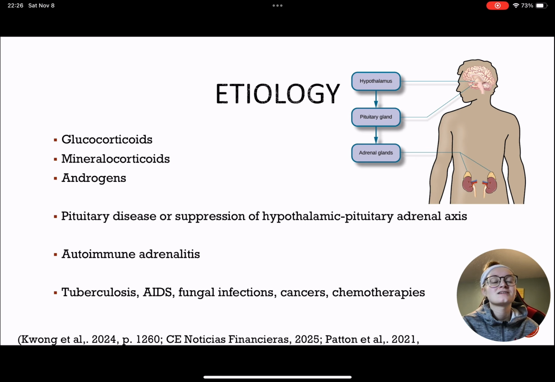And like I said earlier, it is a very slow onset disease. It doesn't just come on immediately. It needs to be caused by something. And it's going to be prolonged as well, right?